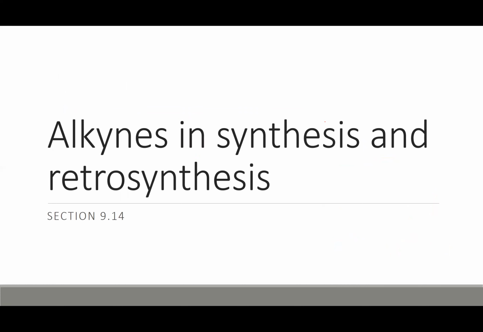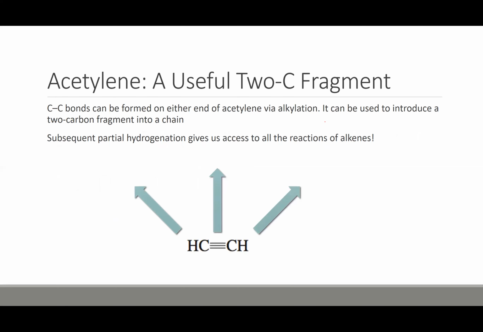Now that we've talked about all of the reactions for alkynes, let's go into some retrosynthesis, again talking about these multiple reaction processes we've brought up and how you can go from the idea of a starting material and a final product and work your way between those. So remember, these carbon-carbon bonds can be formed on either end of an acetylene by alkylation and can be used a lot to introduce carbon fragments into a chain.